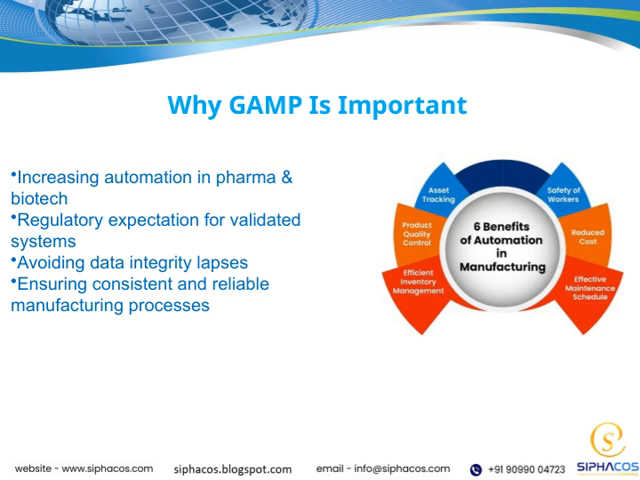So, why is GAMP important in this context? GAMP provides a structured framework that helps us develop, validate, and maintain automated systems effectively. It ensures we meet regulatory expectations while also supporting efficiency and quality in manufacturing. Overall, adopting GAMP principles aligns with our goal of delivering safe, high-quality products consistently.